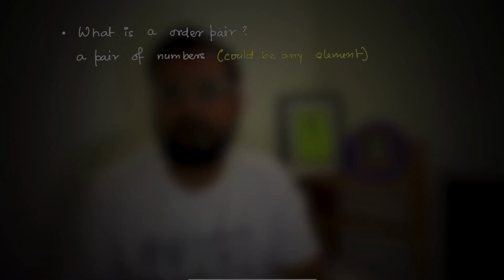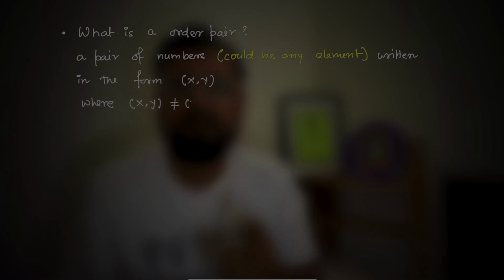First of all, we need to know what an ordered pair is. It can be any pair of elements written in the form (x, y) within parentheses. Here you need to remember that the order is important. That means if you reverse the ordered pair and it becomes (y, x), they are not equal. The ordered pair (1, 2) is not equal to the ordered pair (2, 1). So here the order is important. Now how is it useful for us?